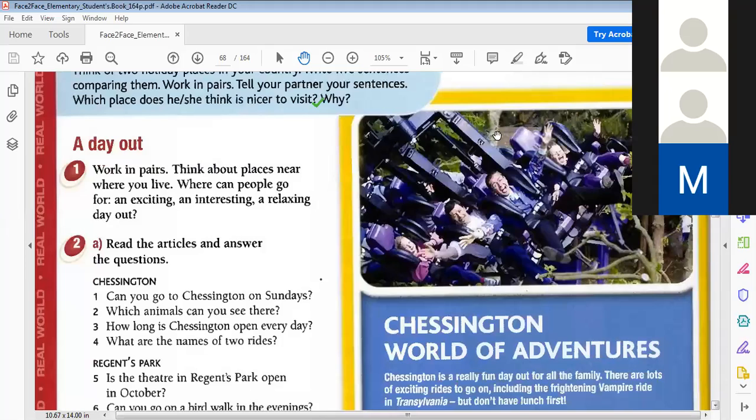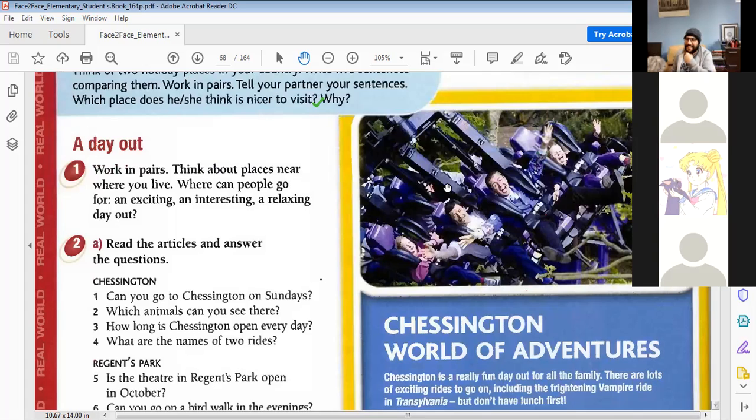What do you think, Besman, about this place? Do you think it's interesting going to a place like this with the family? Yes, but I think I can't do this. You think it's too frightening? You think it's too scary? I tried a small one, and it was very scary. So you're afraid of rides. You don't like them. Yes.